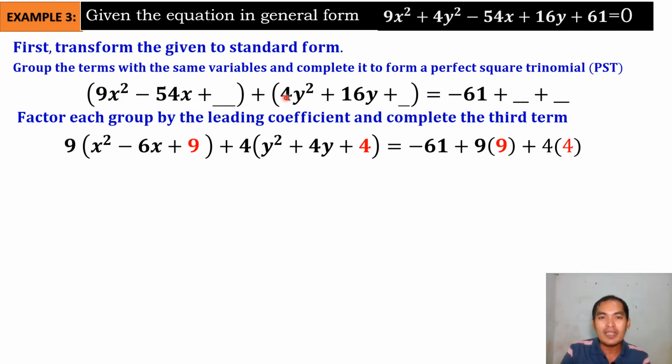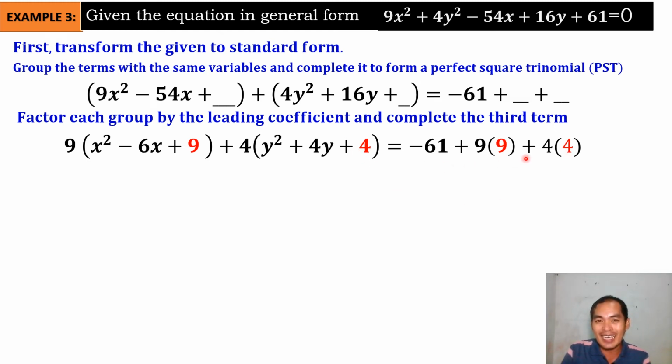Same here. So 4y squared divided by 4 is y squared. 16y divided by 4 is 4y. Then how to get 4? The middle term is 4, divide it always by 2, then square. So 2 times 2 is 4. Then, itong 9, ito na po. Then, itong 4, this 1.